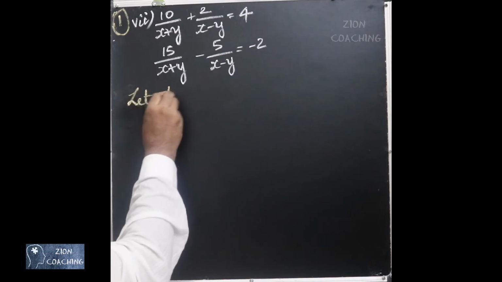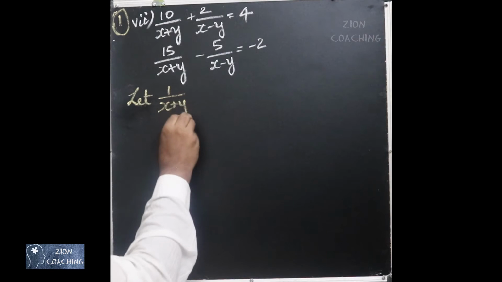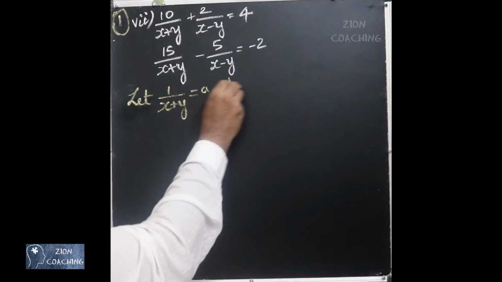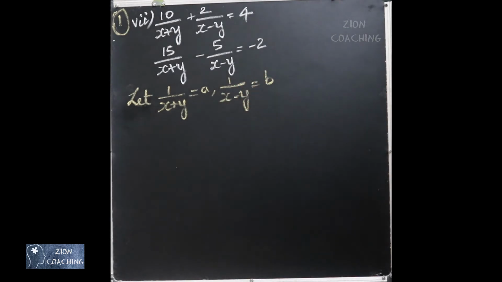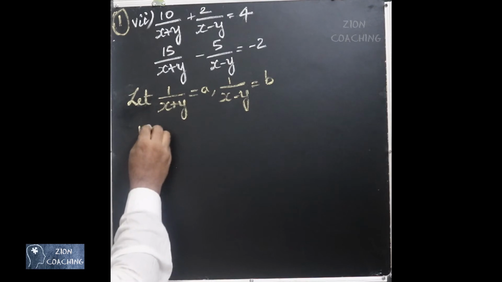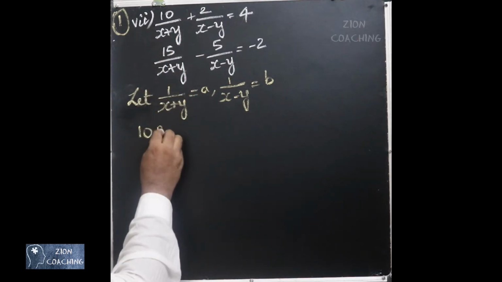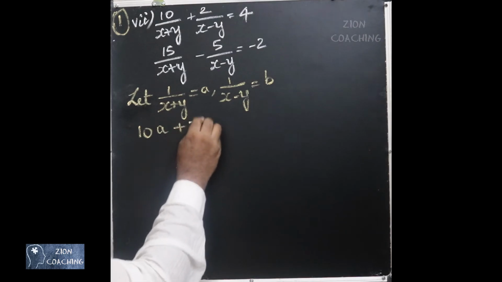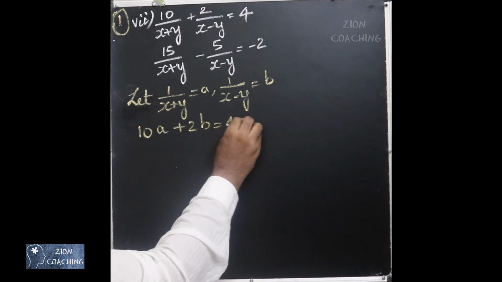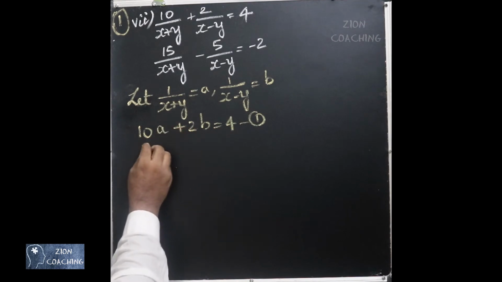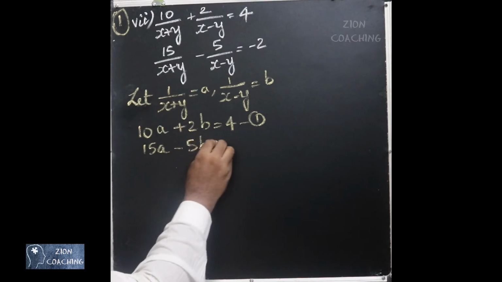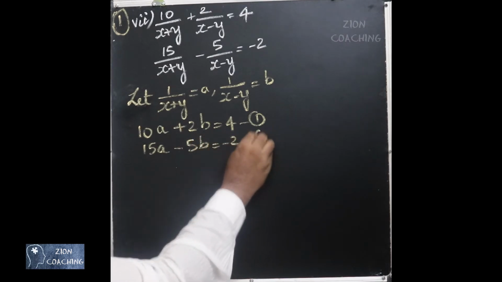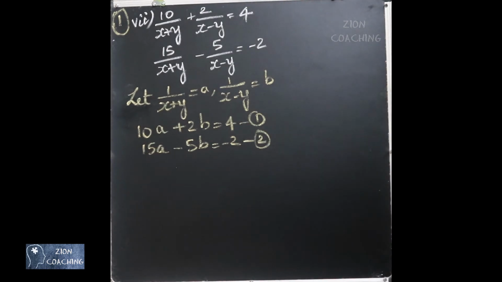So we are going to assume that 1/(x+y) = a, and 1/(x−y) we are going to substitute b instead of that. So we will get 10a + 2b = 4. This is going to be our first equation, and 15a − 5b = −2. This is going to be our second equation. Now we are going to solve these two equations and find the values of a and b.